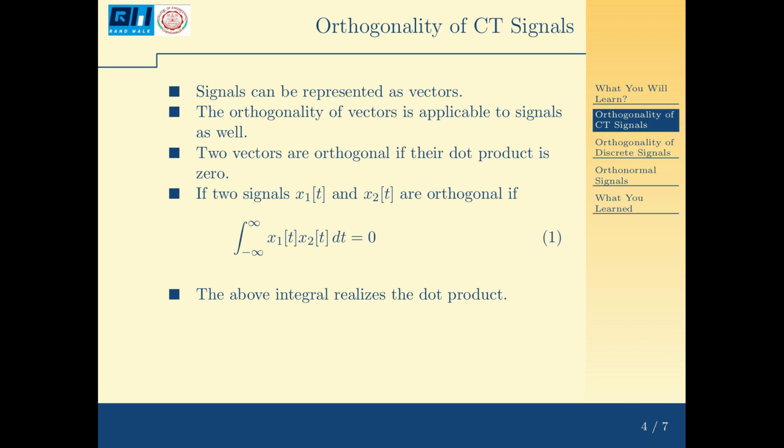Signals are usually represented as vectors, so the orthogonality of vectors is applicable to signals as well. Two vectors are orthogonal if their dot product is 0. That is, if they are at 90 degrees apart, their dot product is 0, and we say the vectors are orthogonal. Likewise, signals can be represented as vectors. If two signals x1 and x2 are orthogonal, then their dot product should be 0. This dot product is realized as the integral from minus infinity to infinity of x1(t) x2(t) dt, equal to 0. This integral is actually the dot product between the signals x1(t) and x2(t). So if this dot product equals 0, then the signals are orthogonal.